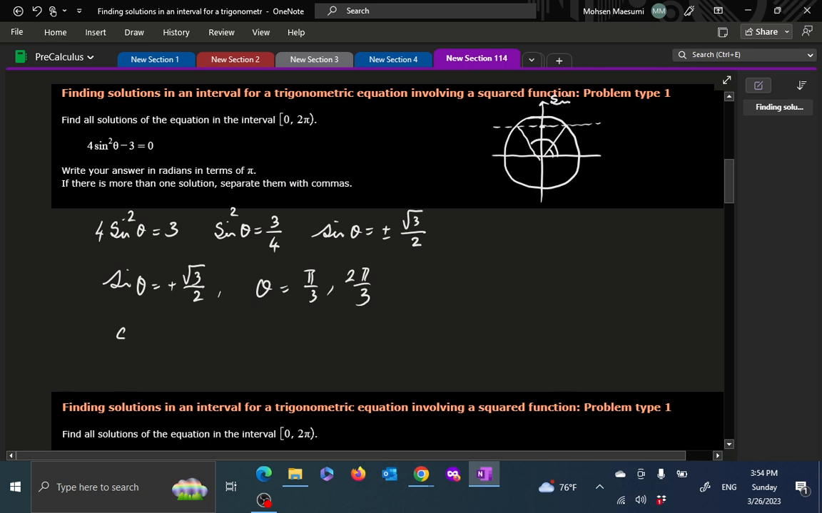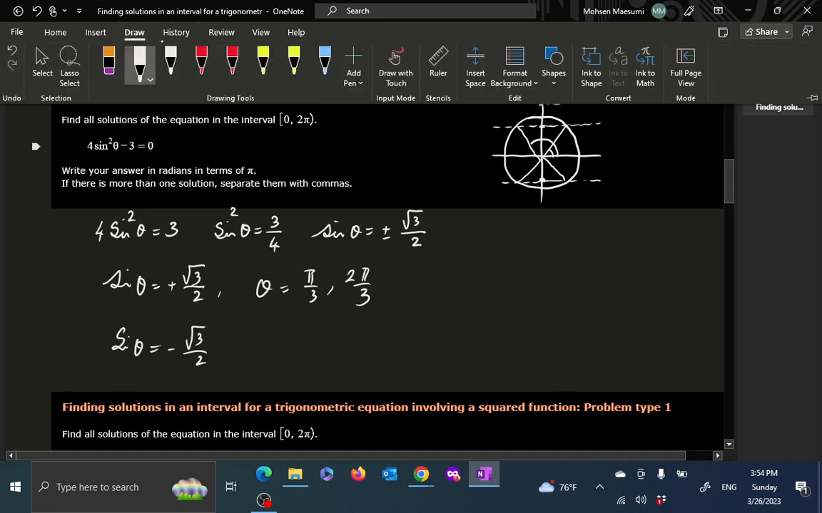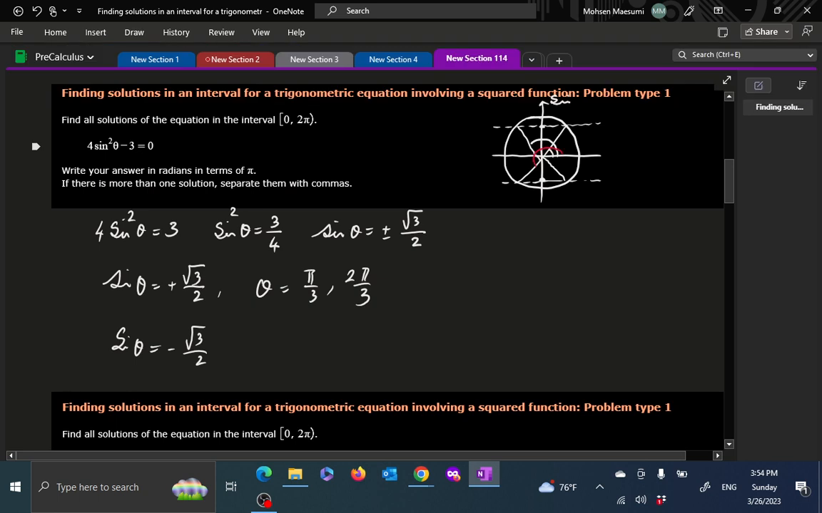If you say sine of theta is minus radical 3 over 2, minus will be here, minus radical 3 over 2, and you draw your line in that place, and here are the two angles you're after, and to make it stand out, here's one of them and here's the other one.